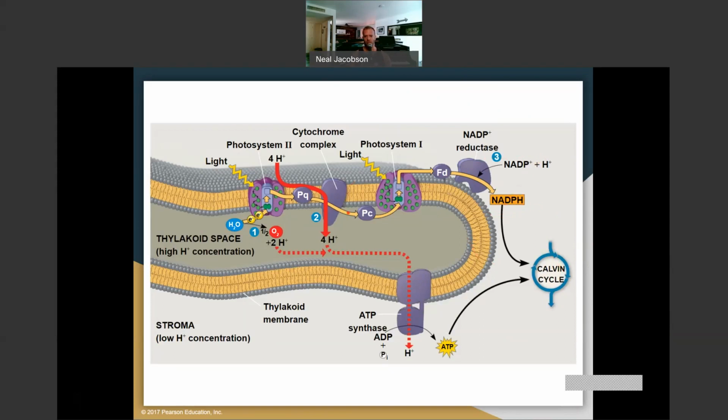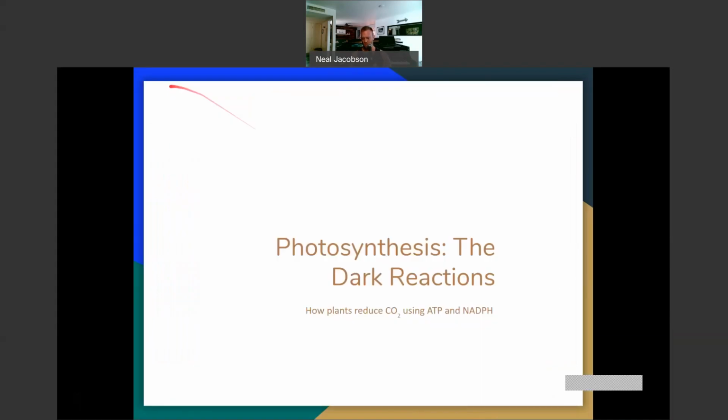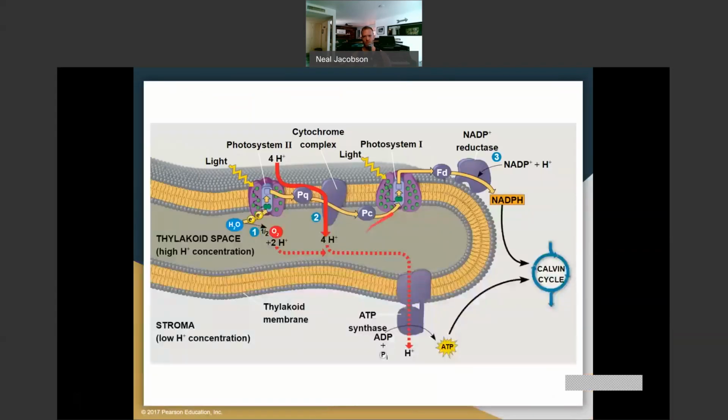Now remember, let's zoom in a little bit. So let's deal with these protons too. So we've got the light harvesting complexes, photosystem 2 and photosystem 1. They're solar panels. They're capturing electrons from water, charging them up. The electrons are powering these proton pumps that pump protons into this space in the middle here.